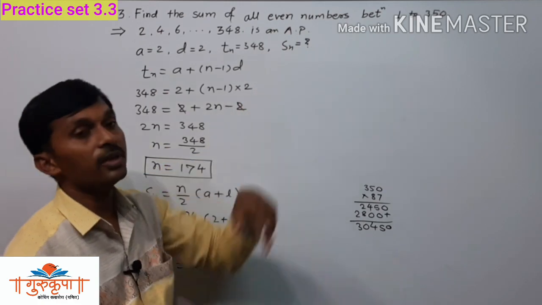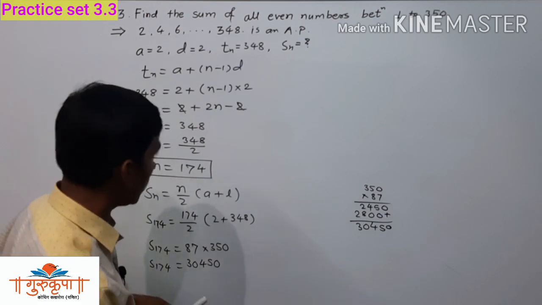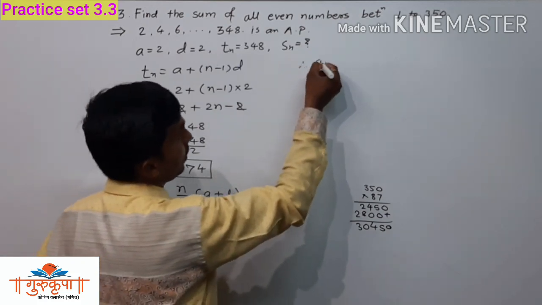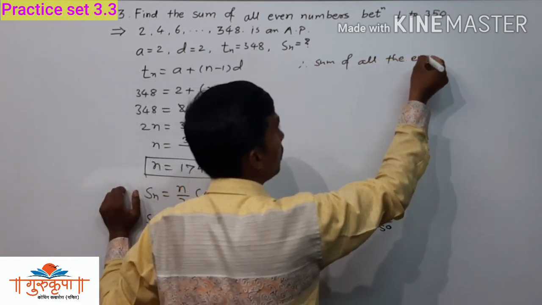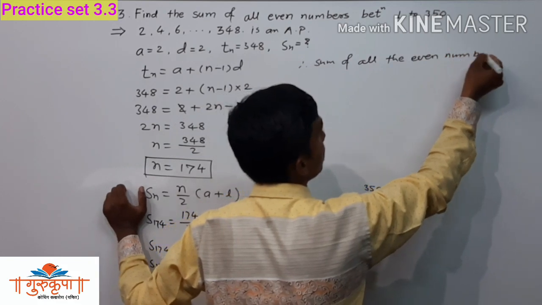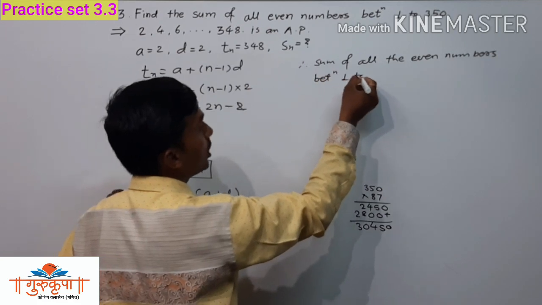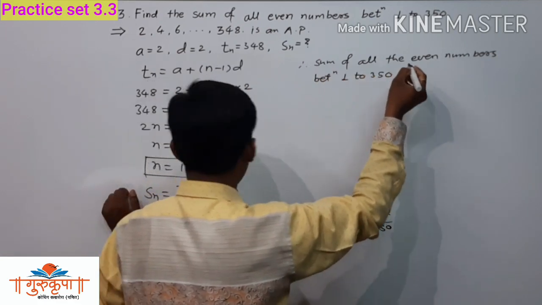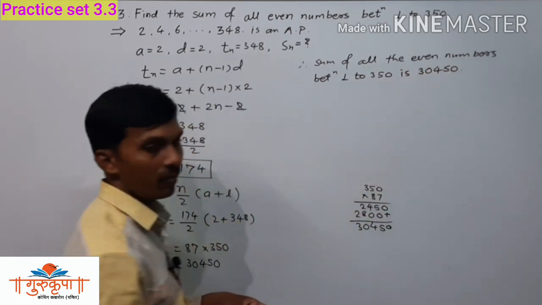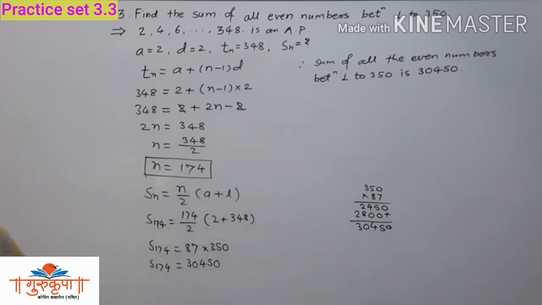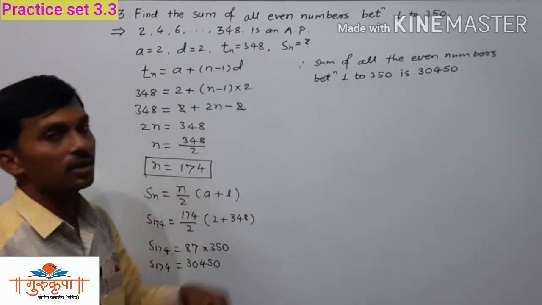This is the sum of all the even numbers between 1 and 350. So we will write the final answer in words. Therefore, the sum of all the even numbers between 1 and 350 is 30,450, and this is the answer which is given in the textbook. So you will get the confirmation.